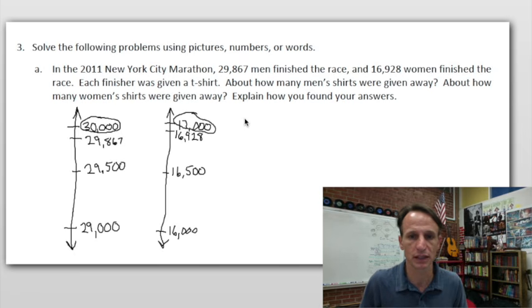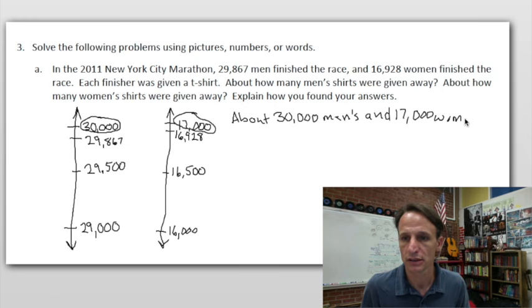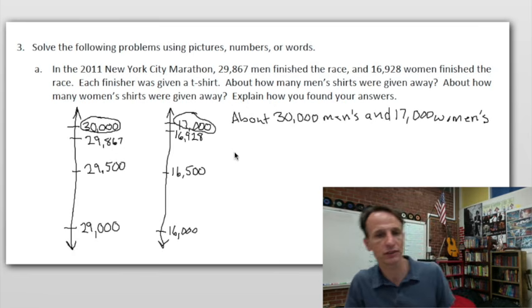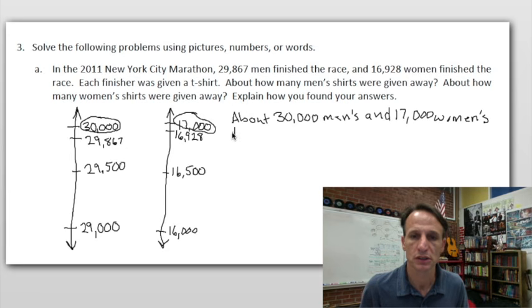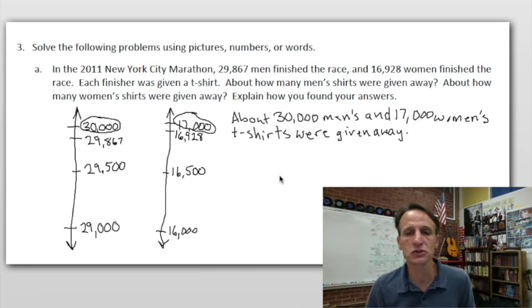So we see, and we could just make a simple statement: about 30,000 men's and 17,000 women's T-shirts were given away. Notice the possessive apostrophe S there, so I'll point that out. Although that makes it sound like they're free, and you do pay to run in these races, but I won't quibble. Okay, explain how you found your answers.